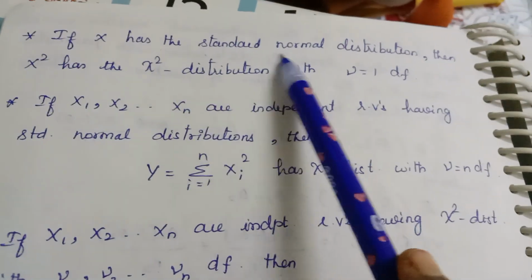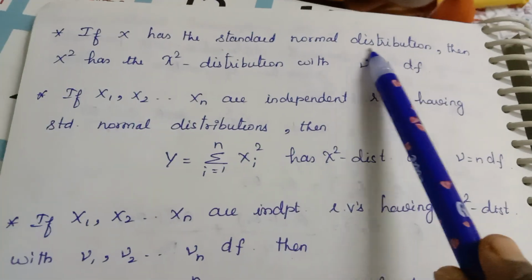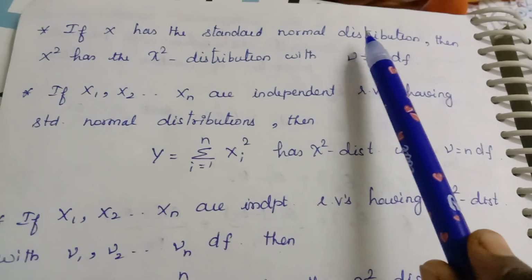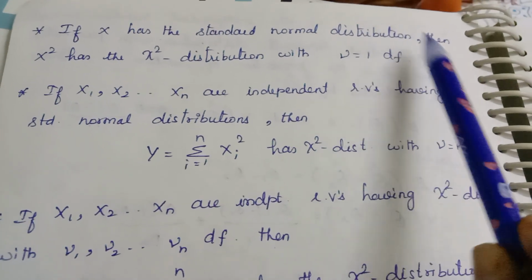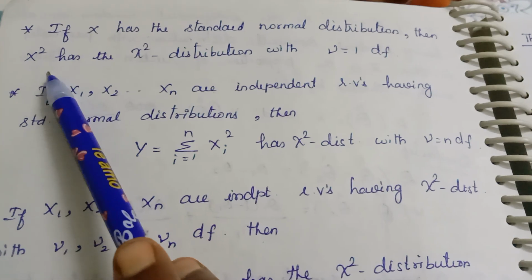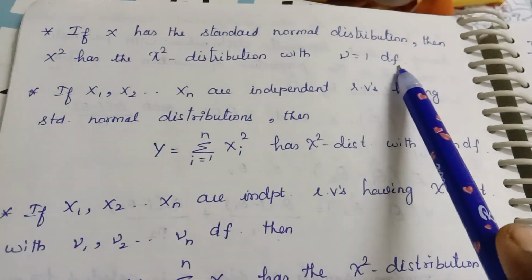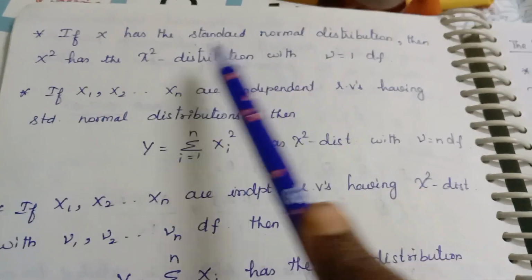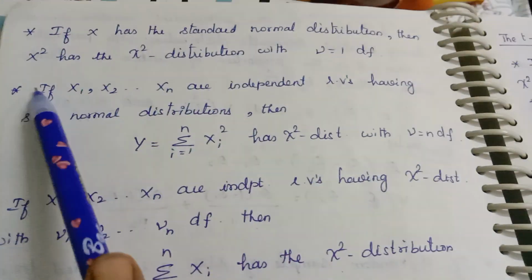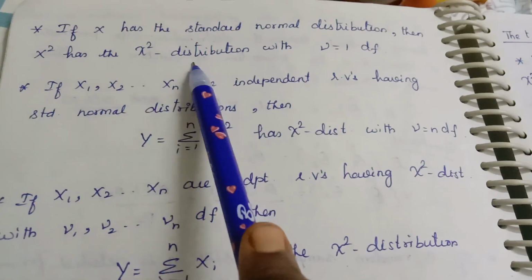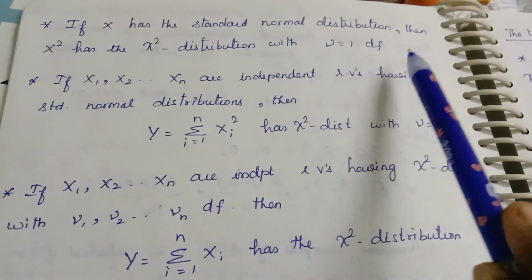See, if x has a standard normal distribution, it means what? Mean equal to 0 and variance equal to 1. In that case, x square of the random variable follows a chi-square distribution with nu equal to 1 degree of freedom. So if x is a standard normal variable, then the square of the random variable follows a chi-square distribution with nu equal to 1 degree of freedom.